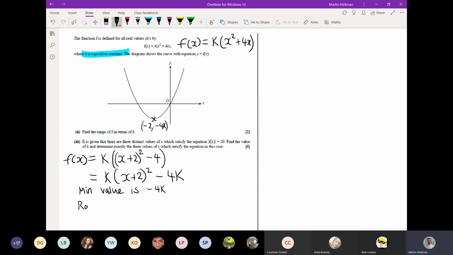So your range, and we just do this in terms of k, we're going to find k in part 3. Can't remember why we took out part 1 here. So f of x is just greater than or equal to minus 4k.